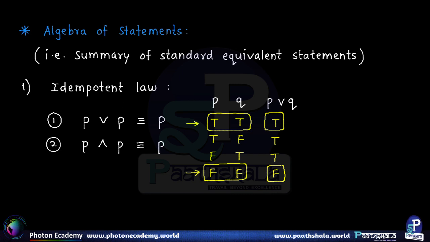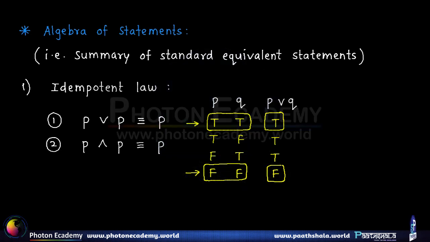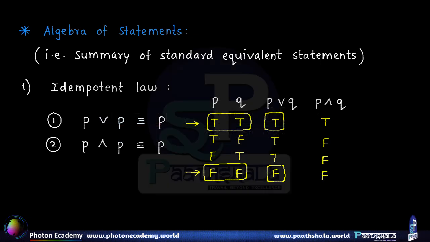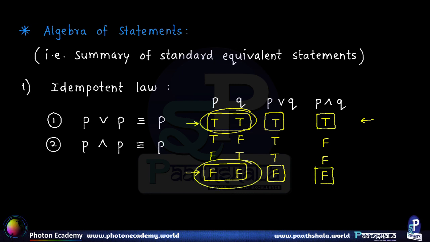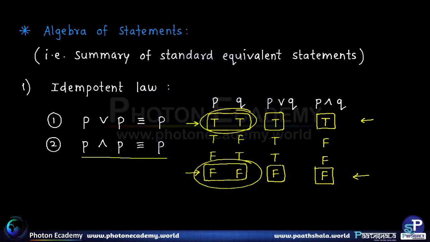And interestingly, the same thing follows for conjunction also. So let us prepare the column for conjunction. We know that it is true only when both are true, and in the rest of the cases it is false. So the conjunction also follows the same law. When both statements P and Q are true, the conjunction is true, and when both are false, the conjunction is also false. So that is the idempotent law.